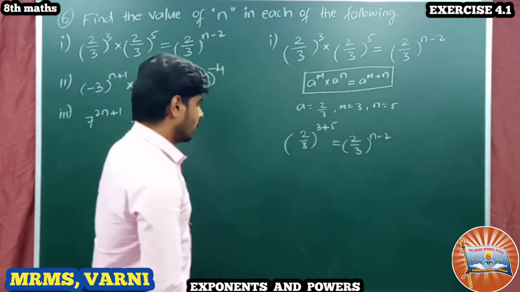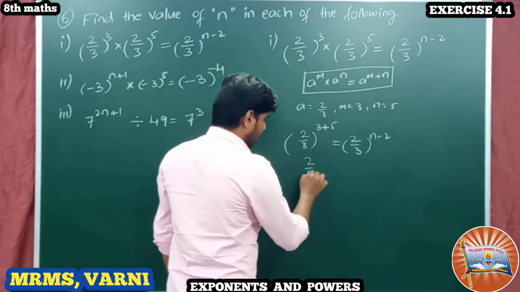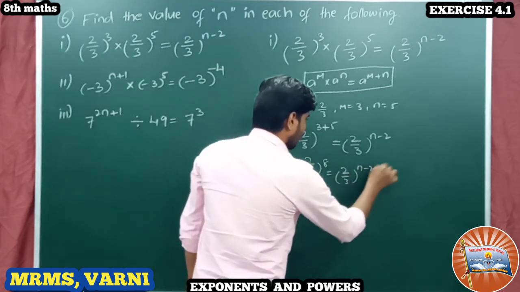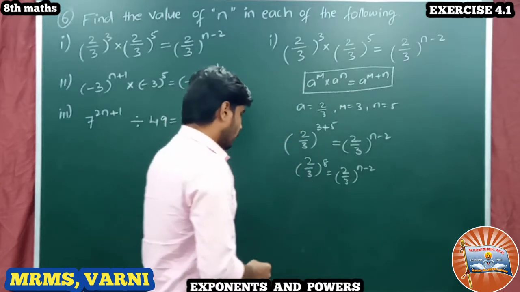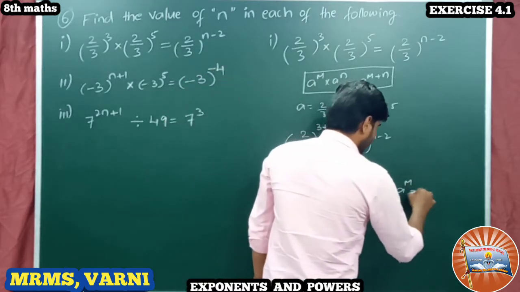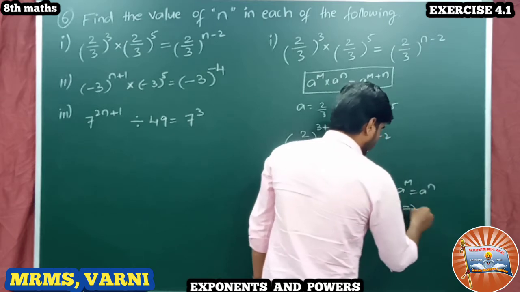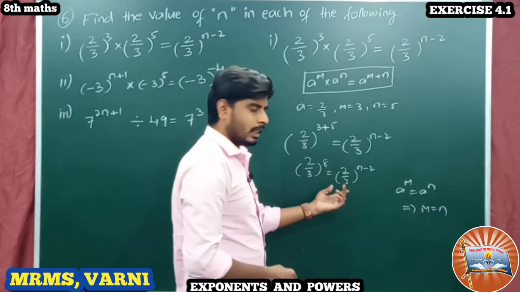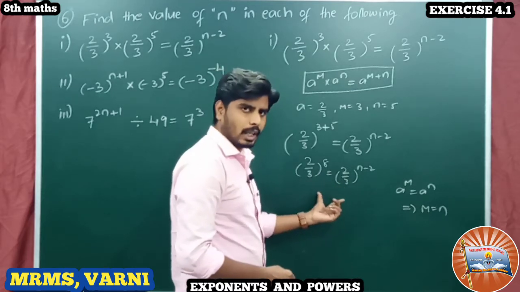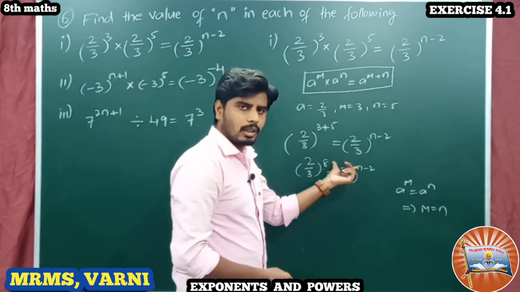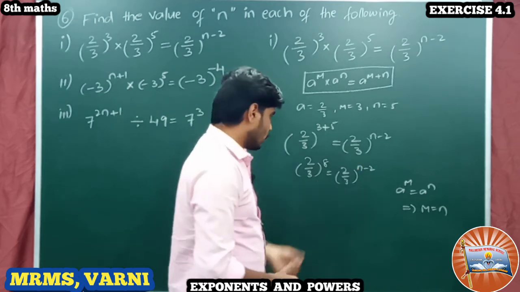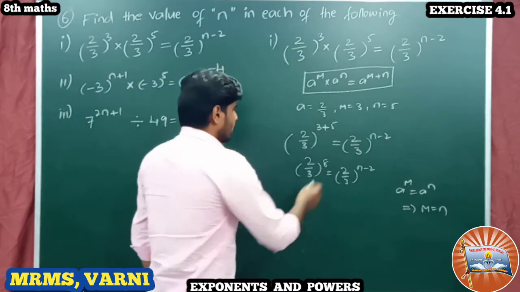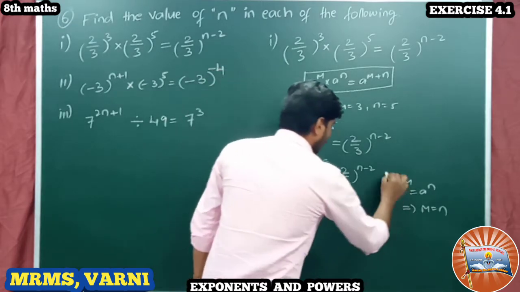Is it clear? Right. Next. So this becomes (2/3)^8 = (2/3)^(n−2). So we have one more formula here: a^m = a^n implies m = n. So on both sides, LHS and RHS, we have the same base. If we have the same base, we can equate the powers, nothing but the exponents. So we have the same bases here, they are 2/3, 2/3. So that is why I am going to equate the exponents.